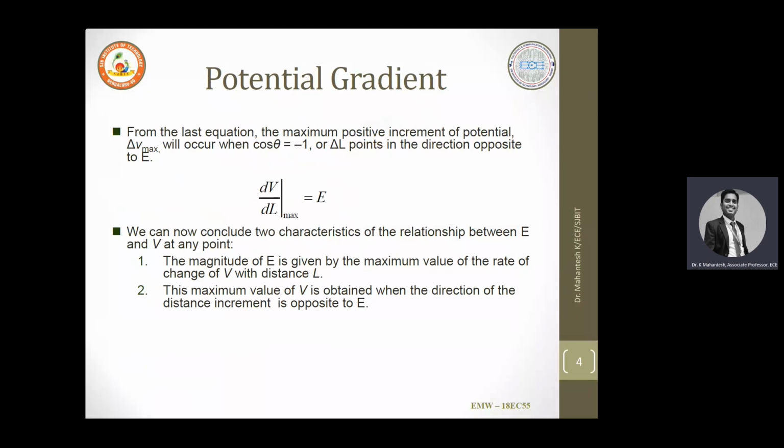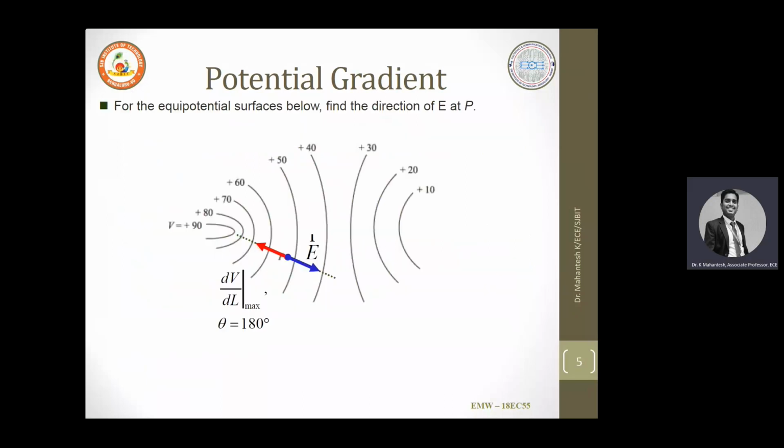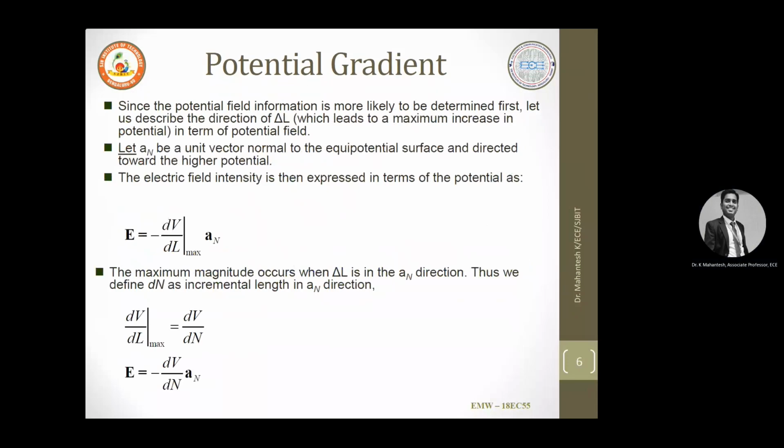We can now conclude two characteristics of the relationship between E and V at any point. First, the magnitude of E is given by the maximum value of the rate of change of V with distance L. Secondly, the maximum value of V is obtained when the direction of the distance increment is opposite to E, that is, minus delta V. Therefore, E is equal to minus dV by dl max, which can be written as E is equal to minus dV by dN, normal to the direction.